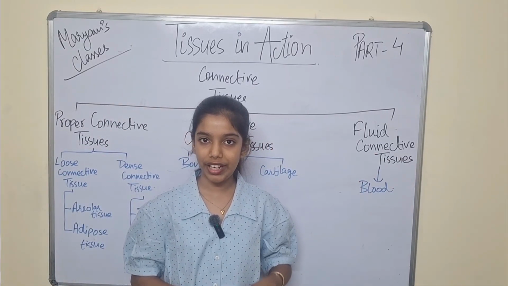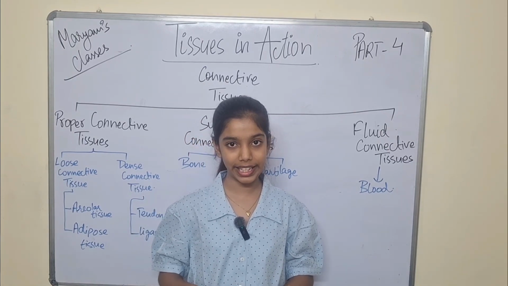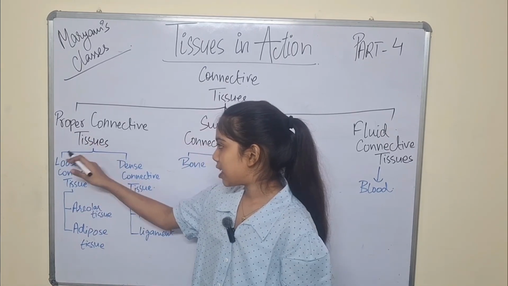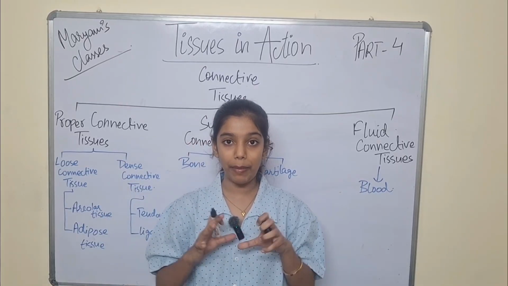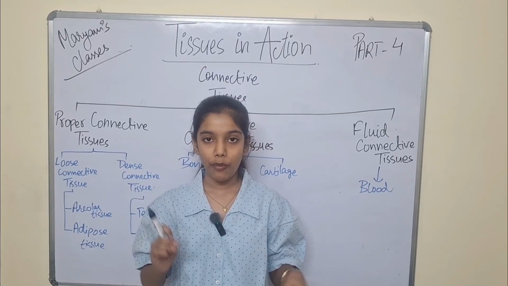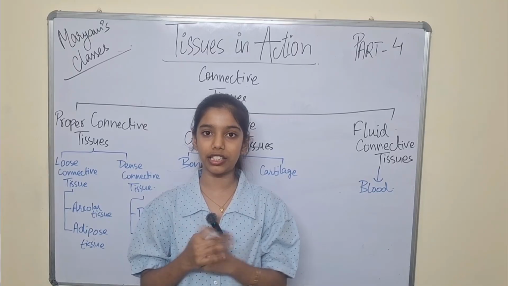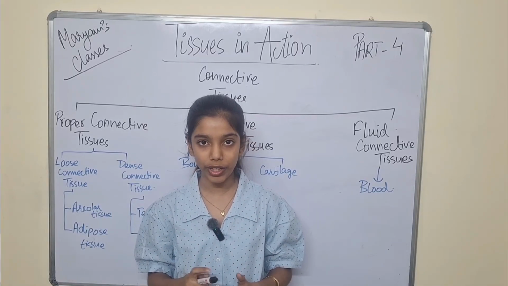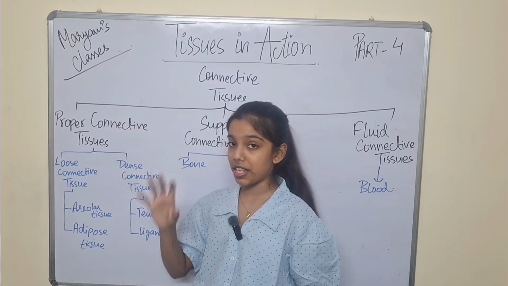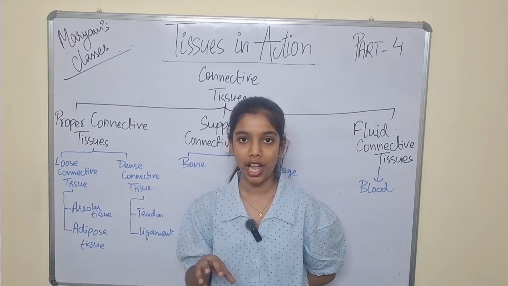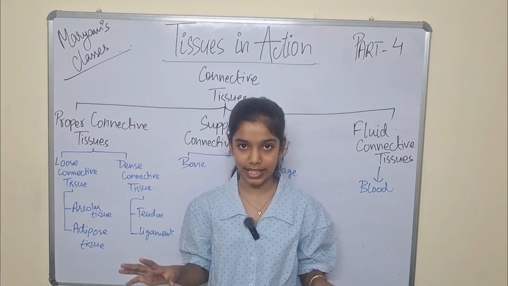Let's understand the definition of these three tissues in detail. First is proper connective tissues. Actually, this is a very abundant type of connective tissue which provides support and flexibility to the body. The proper connective tissue is present in a huge amount in the human body, and it is a mixture of variable cells.